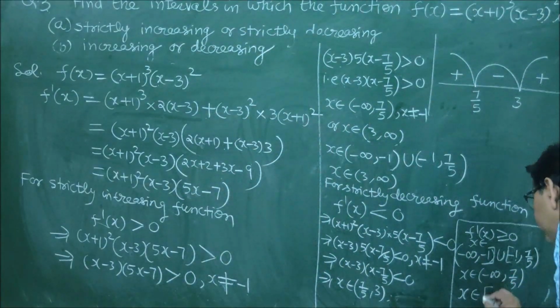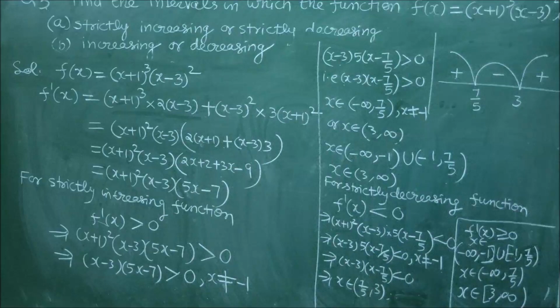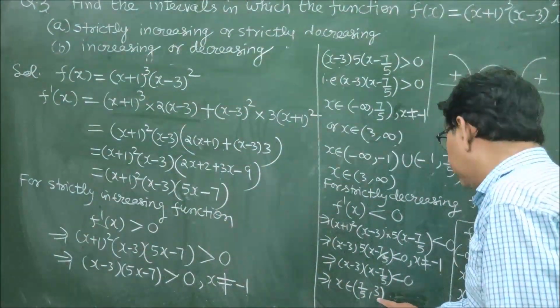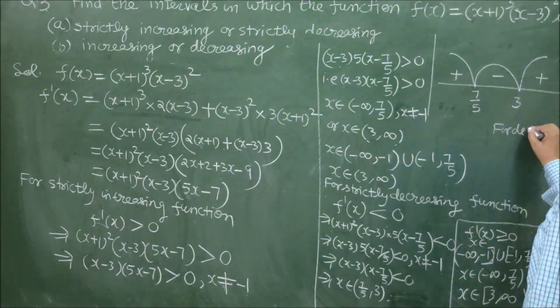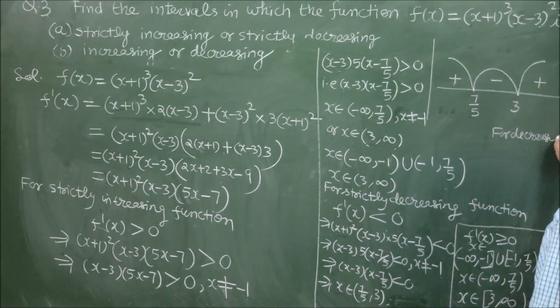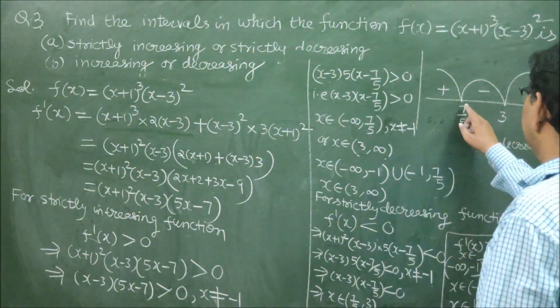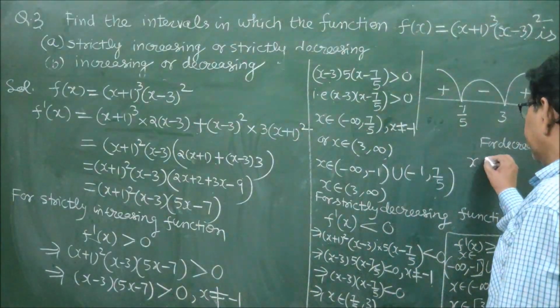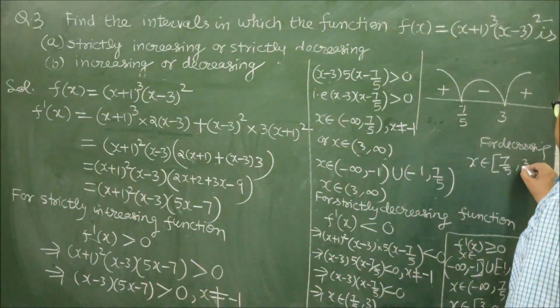So from 3 to infinity the function is increasing, and for decreasing function these points will be included here. So x belongs to, for decreasing, because the condition for decreasing is f dash x less than or equal to 0. So equal to 0 is included here. If these points are included, then the condition becomes x belongs to closed interval 7 by 5 comma 3.